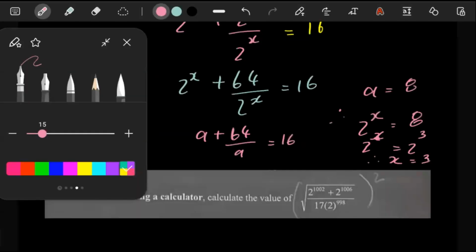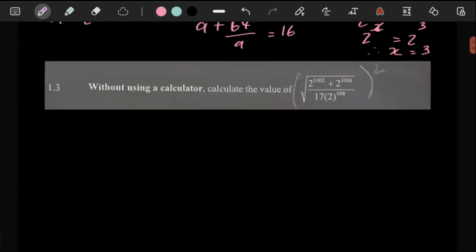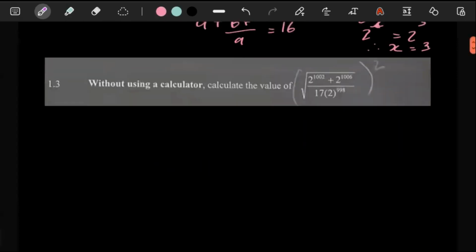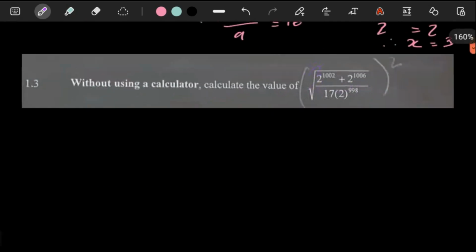Okay, let's see. The next question, 1.3. Without using the calculator, calculate the value of this. The idea with questions like this is you always want to take out a common factor based on the lowest exponent that you have. What that means is, you don't want to square anything here. That's not going to help anything.